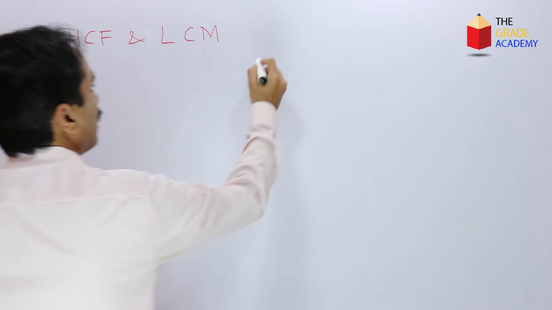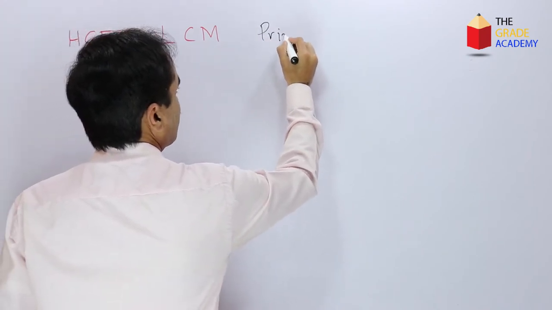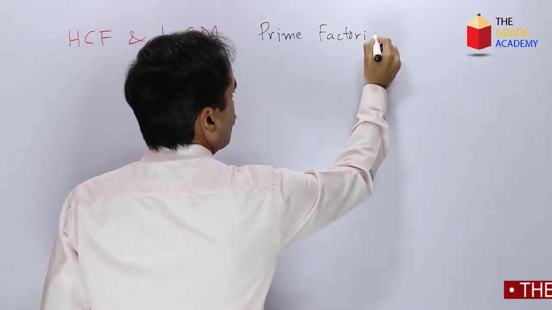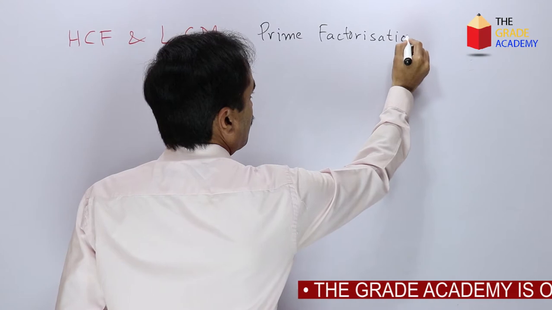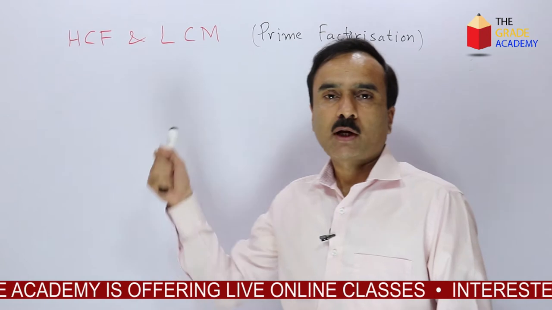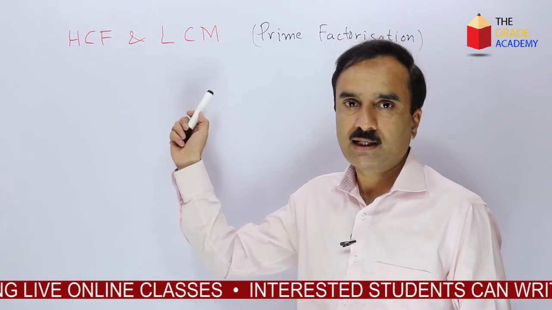Today's lesson is based on finding HCF and LCM. There are various methods for finding HCF and LCM, but in today's lesson, we will be focusing on the method of prime factorization for finding HCF and LCM. So our focus will be on prime factorization. So we will see how we can use prime factorization to find HCF and LCM.